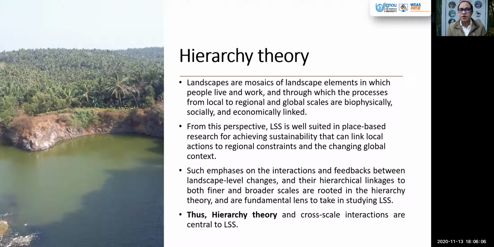Such emphasis on interaction feedbacks between landscape level changes and their hierarchical linkages to both finer and broader scales are rooted in hierarchy theory and a fundamental lens to take in studying LSS. Thus, hierarchy theory and cross-scale interaction are central to landscape sustainability science.